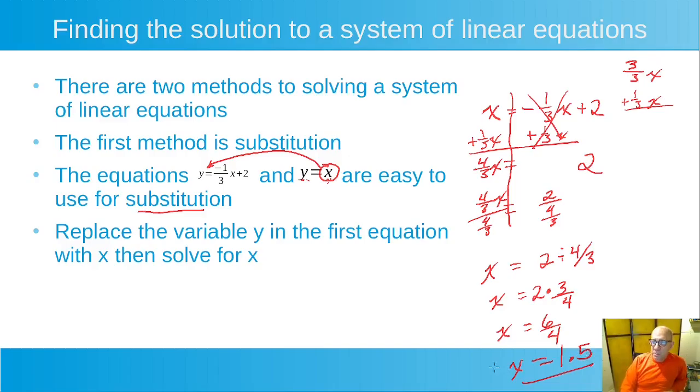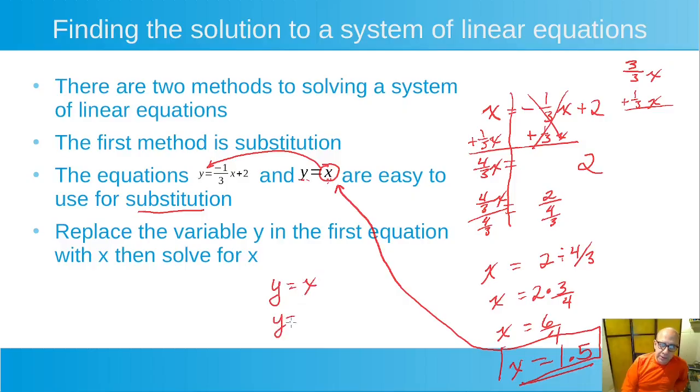But now I have to figure out what y is. And unfortunately, that is pretty simple because x equals y. So if y equals x, then y is equal to 1.5. So the solution to this system of linear equations, y equals negative 1/3 x plus 2 and y equals x, is 1.5 and 1.5.